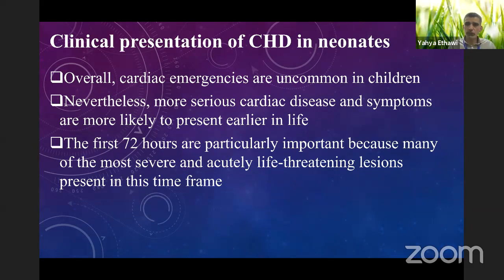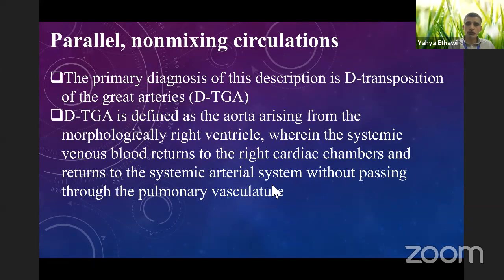Overall, cardiac emergencies are not so common. Most of the serious cardiac disease presents in the first few days of life. Some of these lesions are life-threatening, for example, if you have a complete isolation between the right and left side. The primary diagnosis of DTGA is one example of parallel non-mixing circulation.